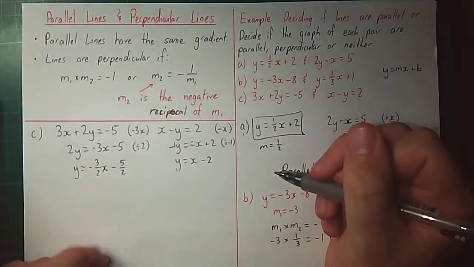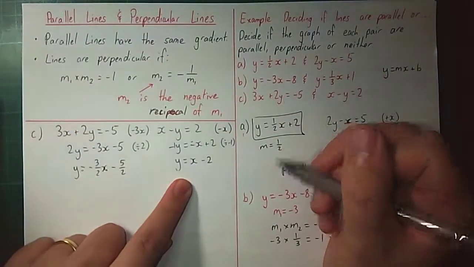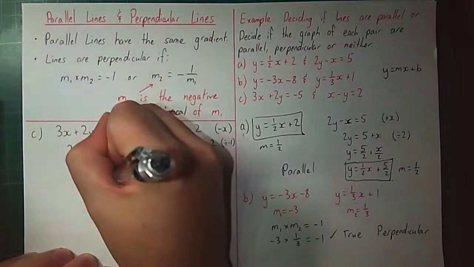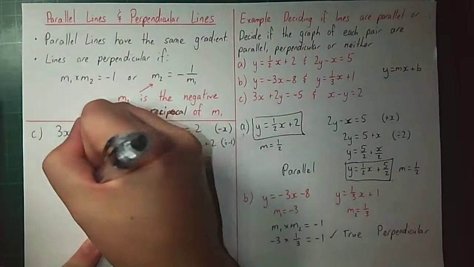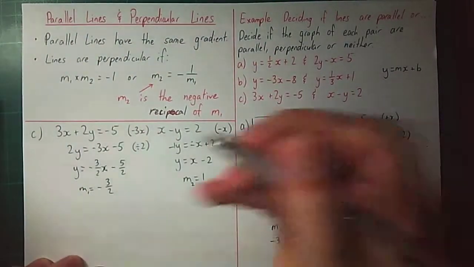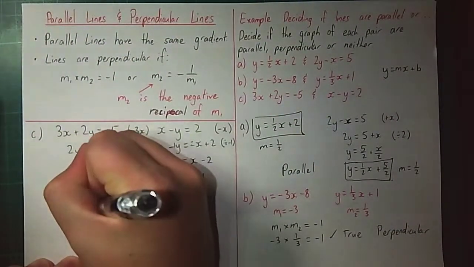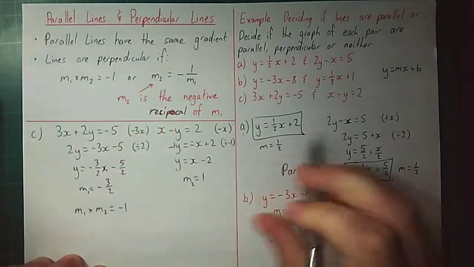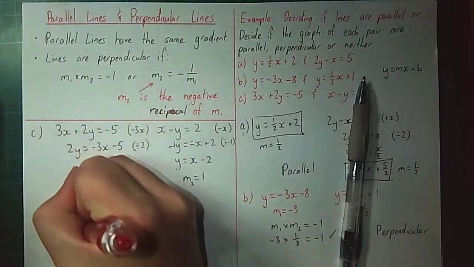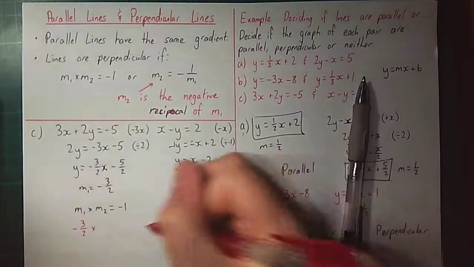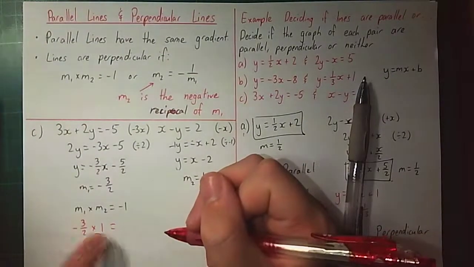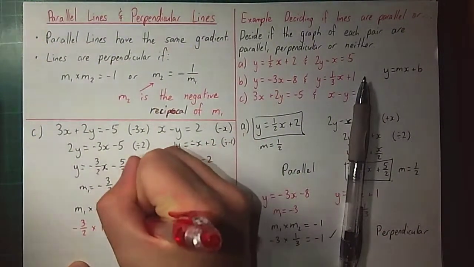Okay, so now that we've done that, we can see that they're definitely not parallel, because this is a gradient of 1, and this is a gradient of negative 3 on 2. And now I'm going to make this m1, make this m2. We're going to multiply them and see if we get negative 1, and if we do, they're perpendicular. So first we're going to have m1 times m2 equals negative 1, just writing down the formulas. And our m1 is negative 3 on 2 times our m2, which is just 1. Now we don't need a calculator for this because we're just going to be doing negative 3 on 2 times 1. That's going to equal negative 3 on 2.